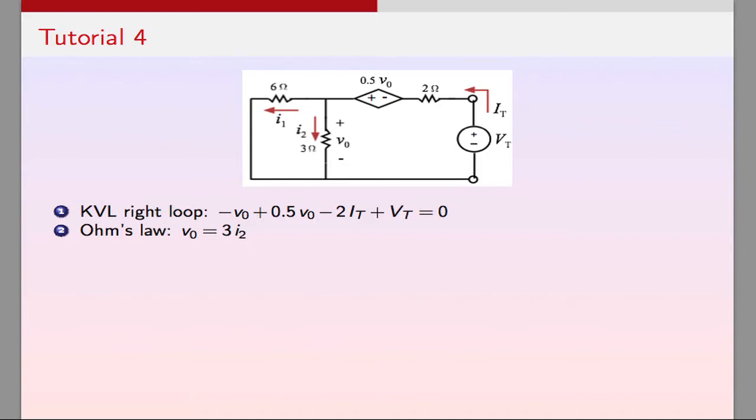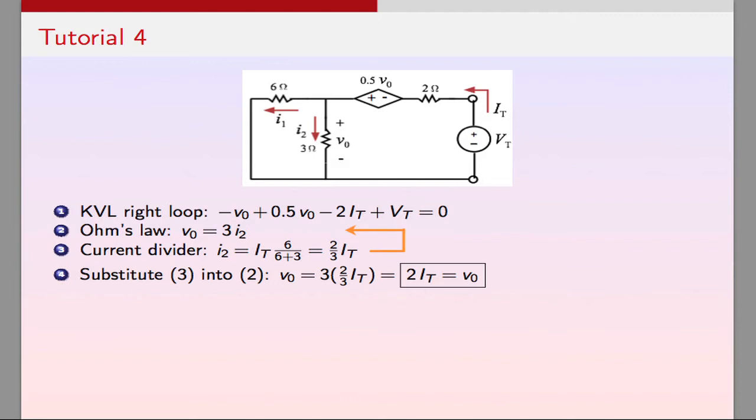However, if we look closely at the circuit, we can find an easy and better way. Notice that the current IT goes into two parallel branches. Therefore, we can express I2 in terms of IT using the current divider technique. And by doing so, we get the following equation. I2 is equal to IT times 6 divided by 6 plus 3, or I2 equals 2 over 3 times IT.